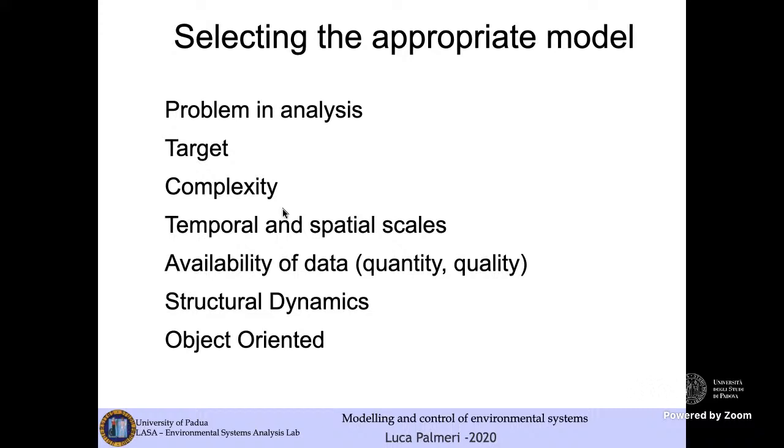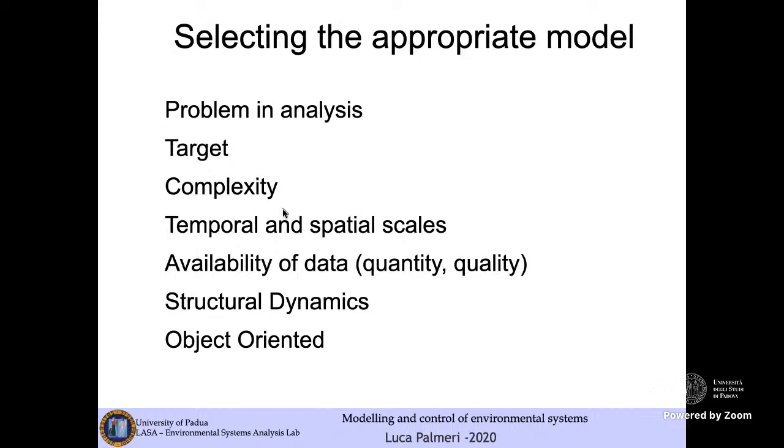Then there are some peculiar characteristics. For example, you may need a model that shall be able to perform some kind of structural dynamics. For example, if in your ecological model you want to include the effects of invasive species, this means that you have to foresee in your model the possibility of adding a state variable describing the appearance of an invasive species. In this case, you may want to build a model that is able to include some kind of structural dynamics description.